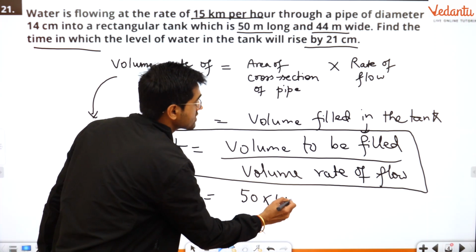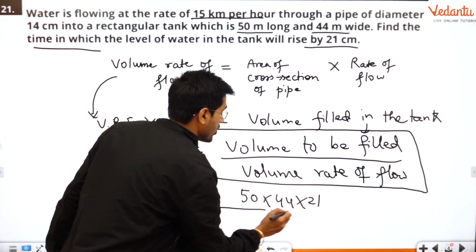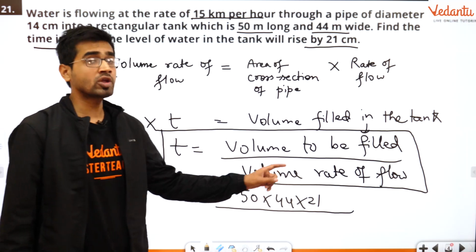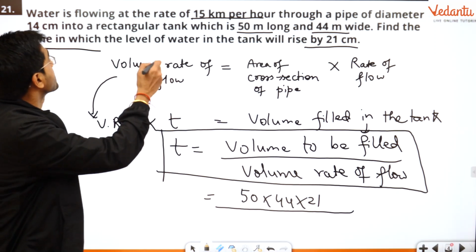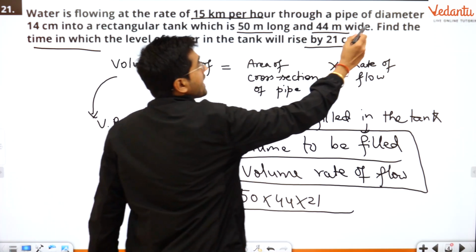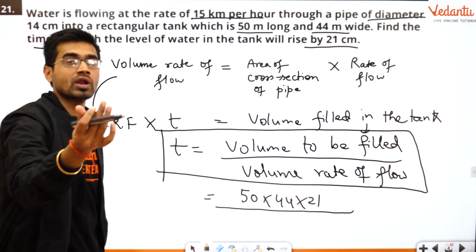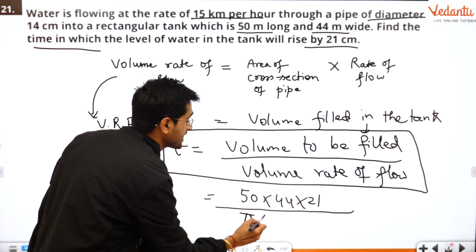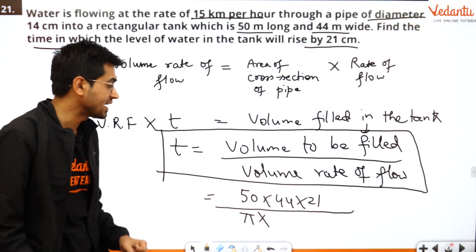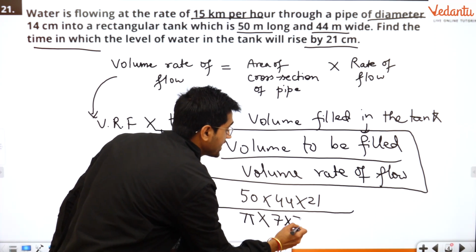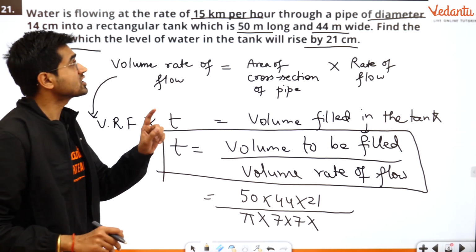Length into width into height, upon what is the volume rate of flow? I just told you: area of cross section. What is the pipe? Through a pipe of diameter, obviously it is a circular pipe. So pi r square. How much is the diameter? 14 centimeter. So what will be the radius? 7. Pi r square. Remember, the units should be the same.